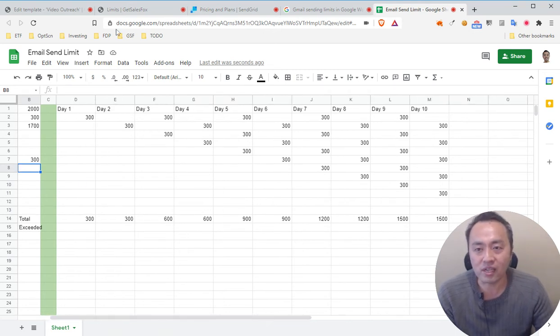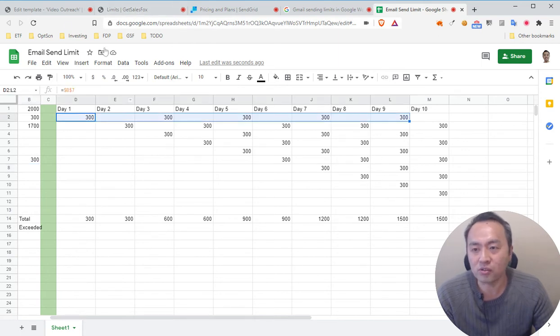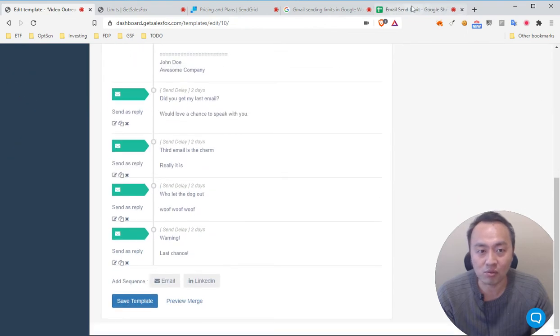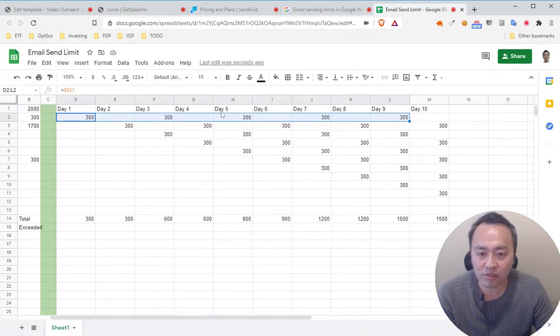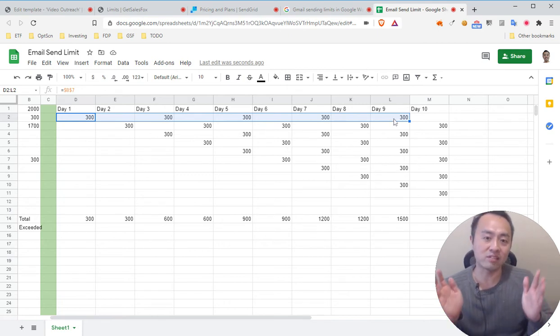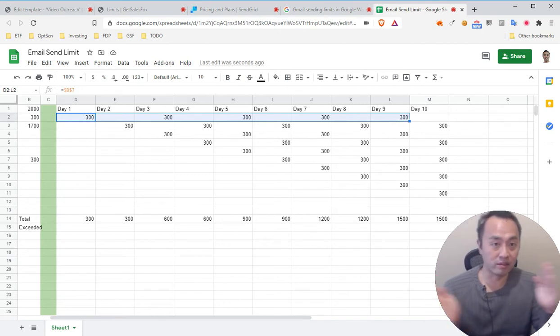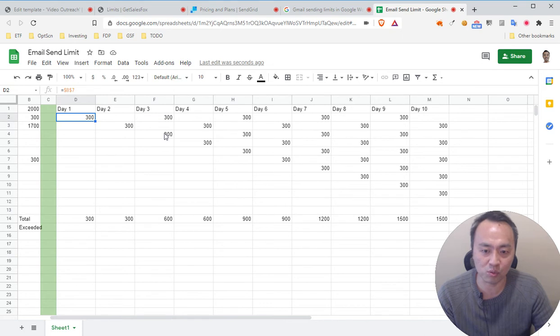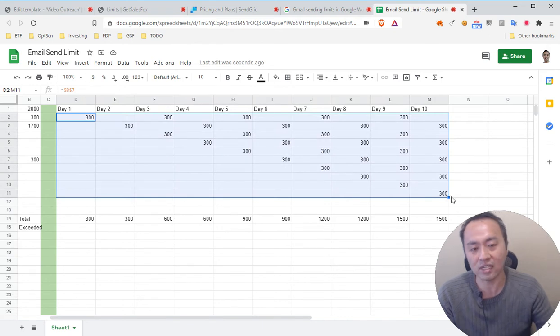So here's what it looks like. This is one sequence, because you're sending 5 items. So it looks like day 1, day 3, day 5, day 7, day 9. So that's what it sends. And then the second sequence gets sent the next day. So it's staggered. That's why it looks like this. That's why it has this sort of diagonal, cascade effect.